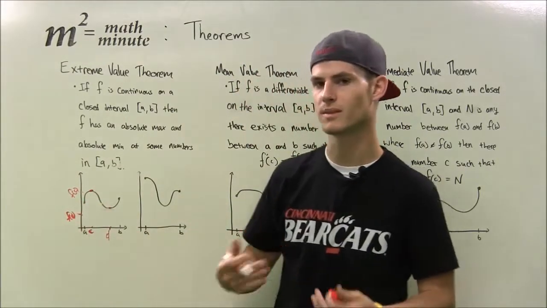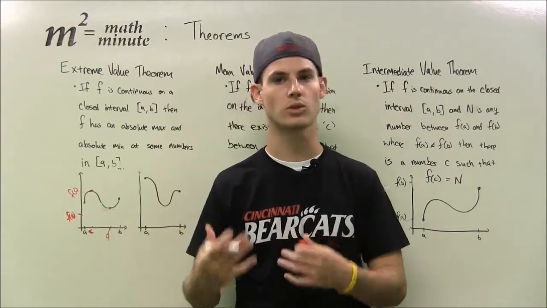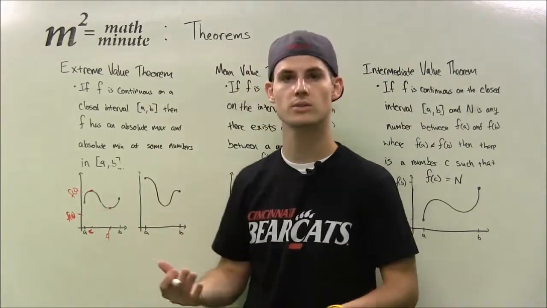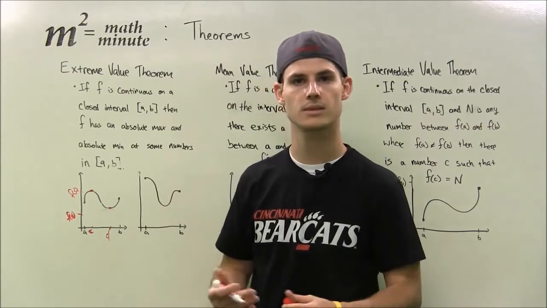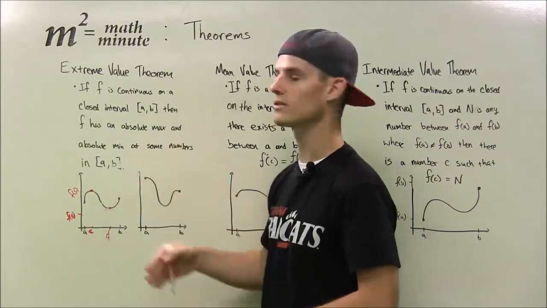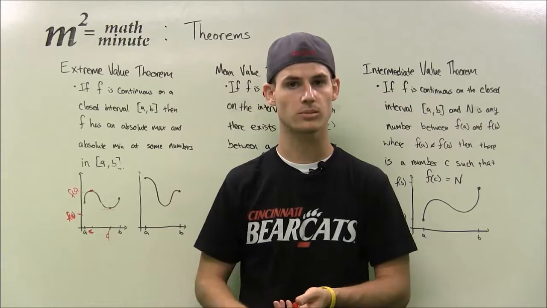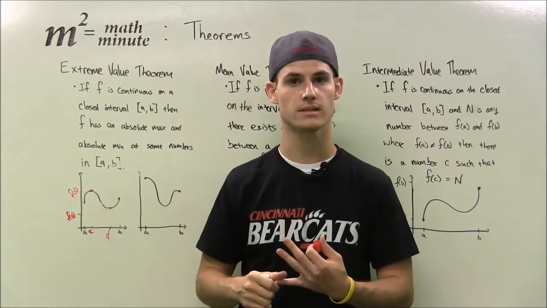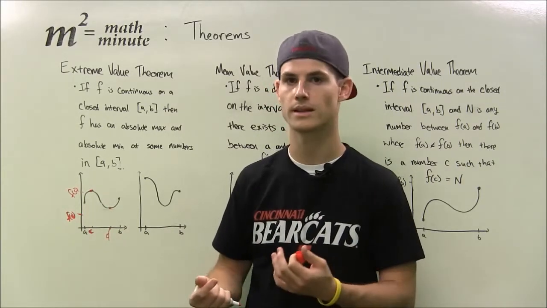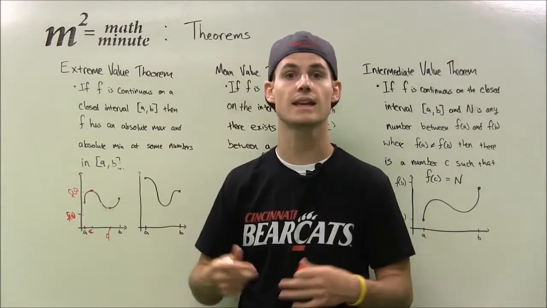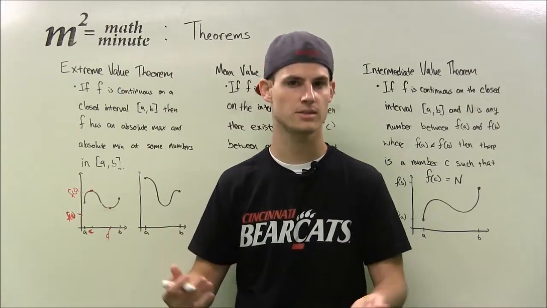Now, you may have talked about things like local min and local max. Sometimes those will actually be the absolute max and absolute min. To check for these, you would need to check the local mins, the local maxes, and the endpoints. That's how you check for global max and global min. All the extreme value theorem says is that they have to exist, which is kind of intuitive now.